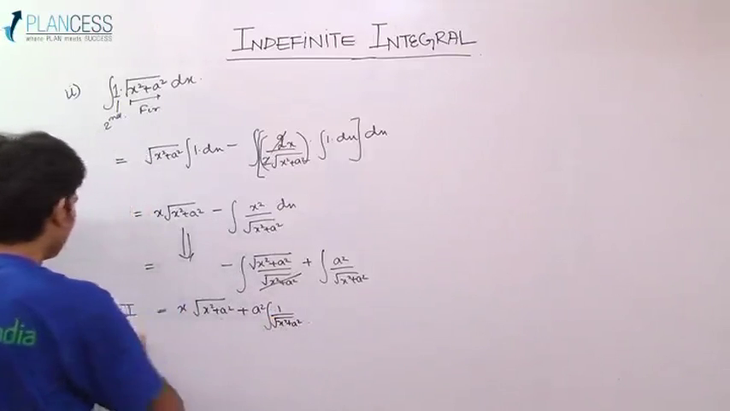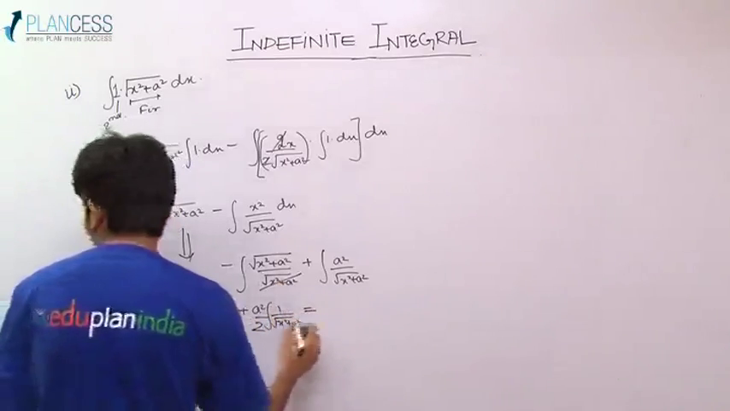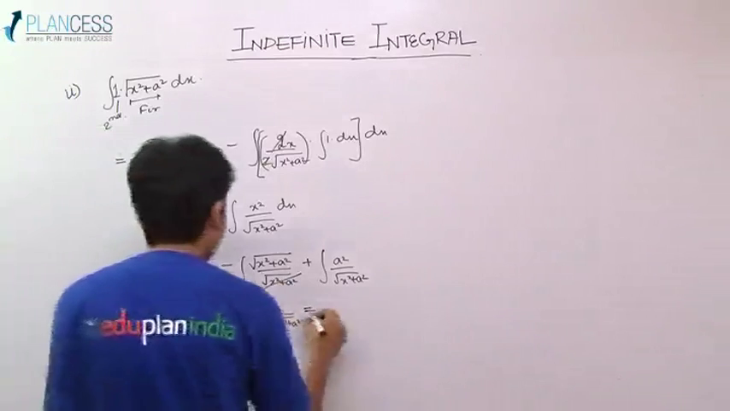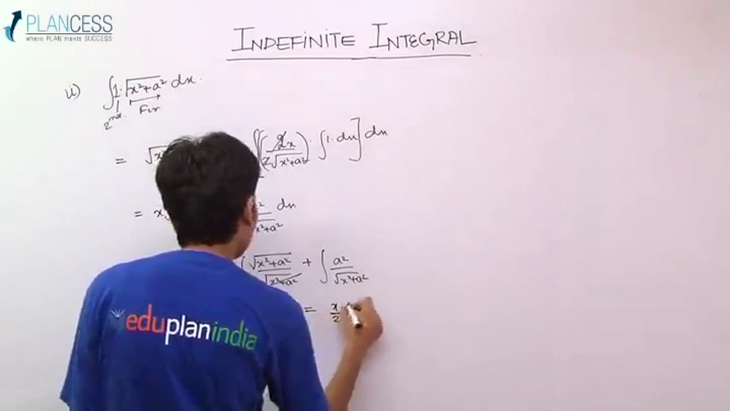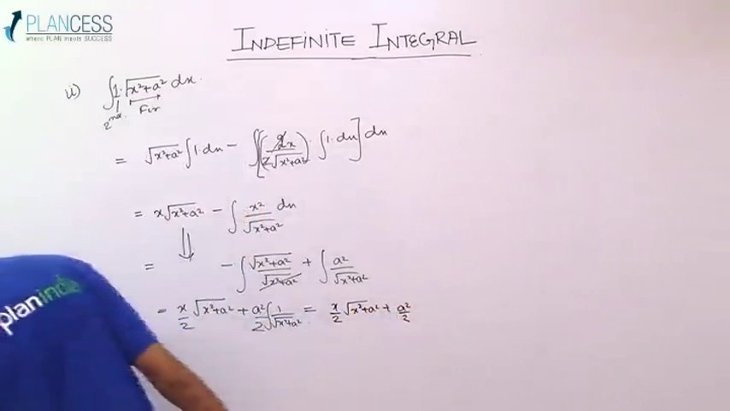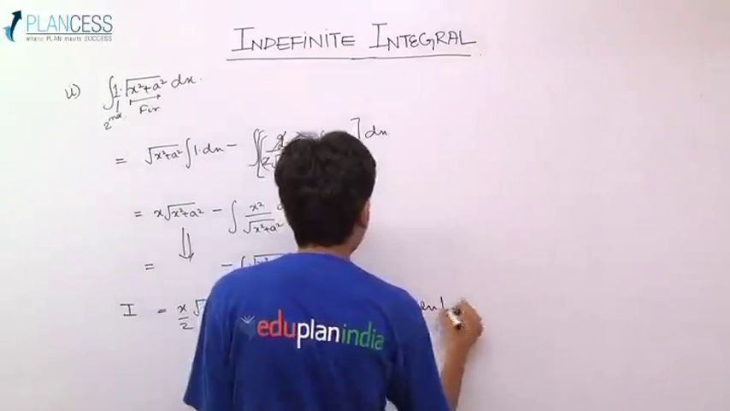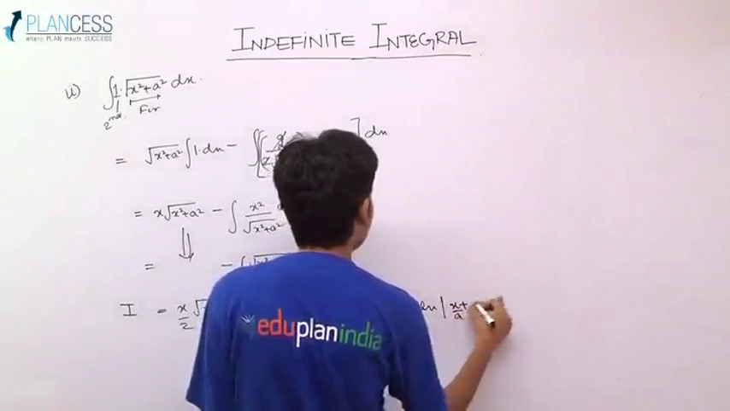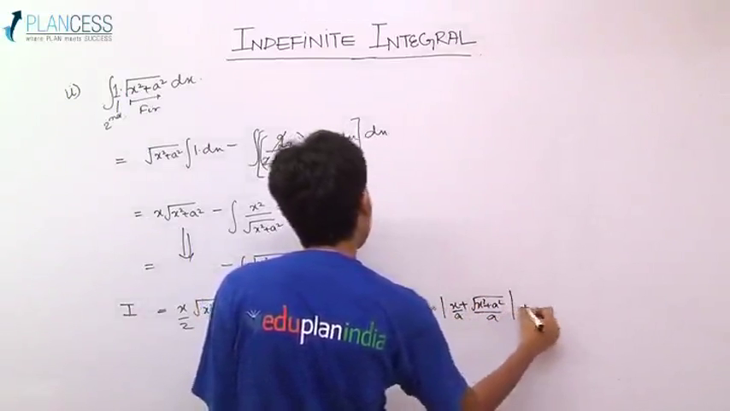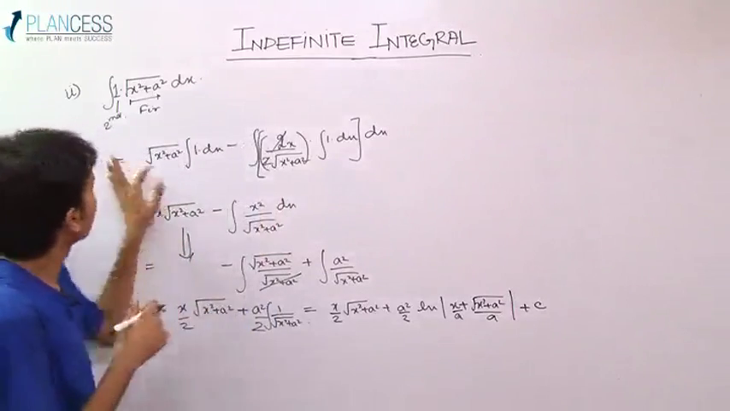So dividing this by 2, I have x by 2 root x square plus a square, a square by 2, and the integral of this, which I am directly going to write as I don't remember what it is. So integral of this comes out to be x by 2 root x square plus a square, I am writing the first part, plus a square by 2, and this integral was supposed to be ln mod of x plus root x square plus a square, by a, plus a constant, okay.